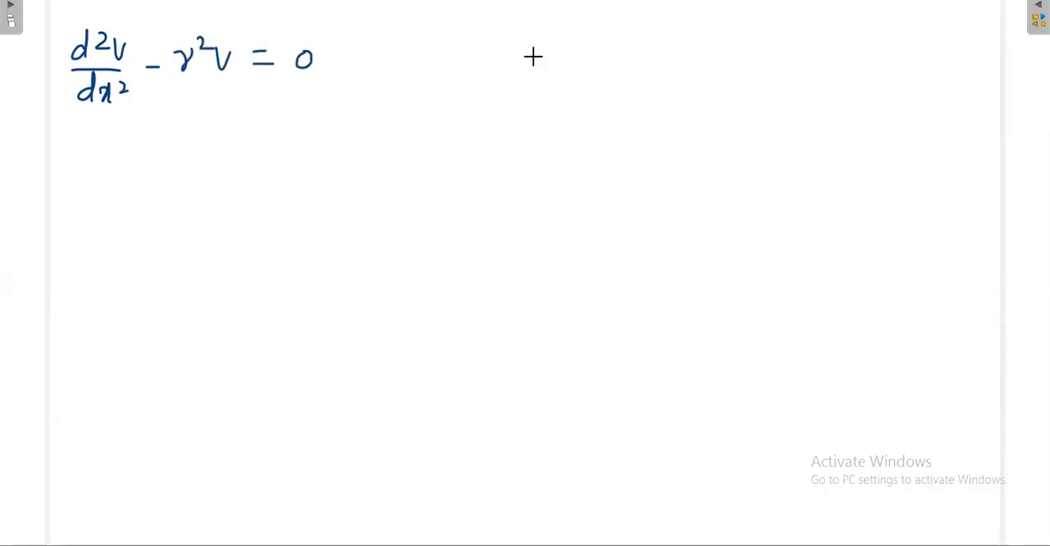If the equation is in this format, the solution of this equation is V equal to C1 e power minus gamma x plus C2 e power plus gamma x, where m square is equal to gamma square, so m is equal to plus or minus gamma. You know, this is the voltage.